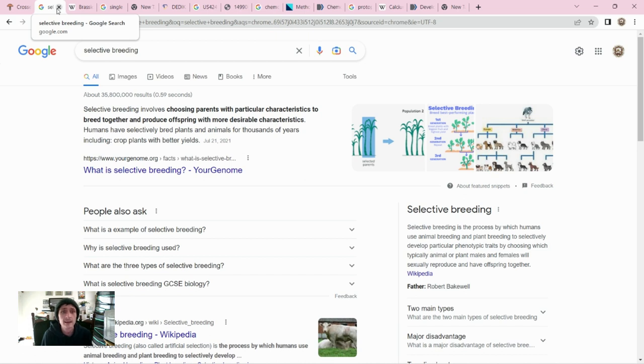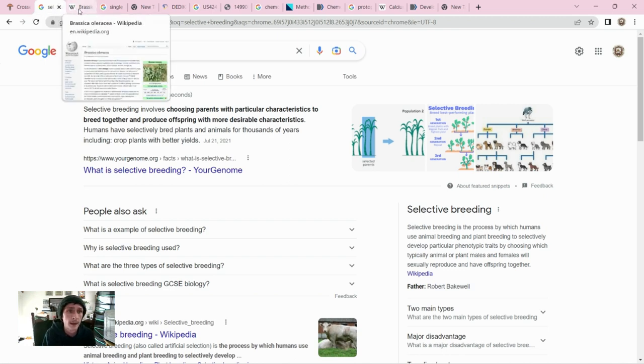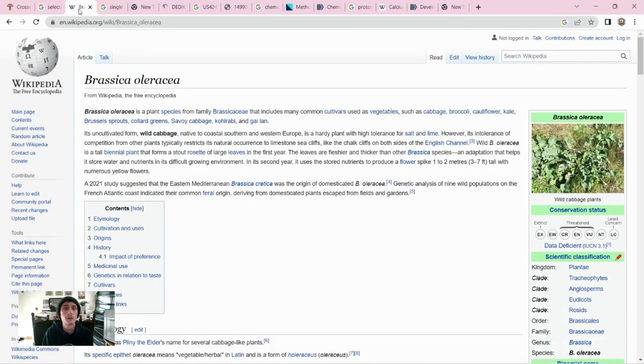Selective breeding is choosing parents with particular characteristics to breed together and produce offspring with more desirable characteristics. This is usually done within the same species and even the same variation. So you could take the same mushroom over and over, going from spore, and select for vigor or yield, traits like that. A good example of what can be done with selective breeding is Brassica oleracea.